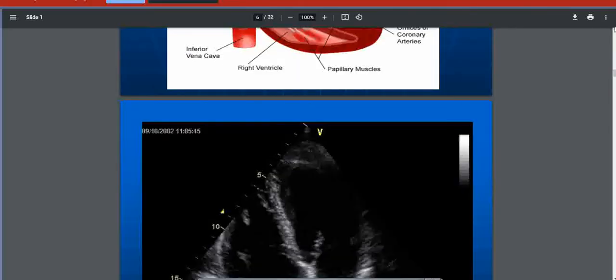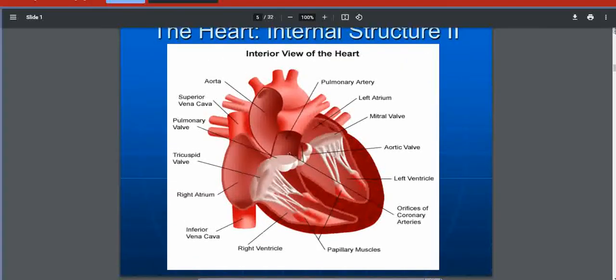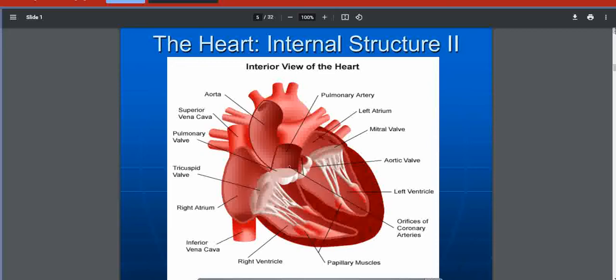Similarly, there's another photo here presenting the heart's internal structure too, but this one is not that photographic. It is more diagrammatic than photographic. Now in this illustration you will be able to see the real structure in microscopic analysis, and everything is already labeled. From your hand, I'm very sure that you are able to see the aorta labeled, the pulmonary valve, tricuspid valve, the right atrium, the inferior vena cava, the right ventricle, the papillary muscles, the orifice of the coronary artery, and then the left ventricle, aortic valve, mitral valve, left atrium, and pulmonary artery.